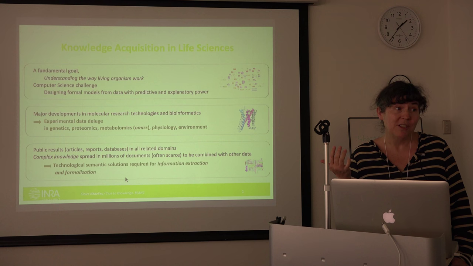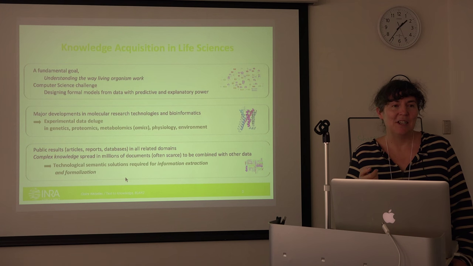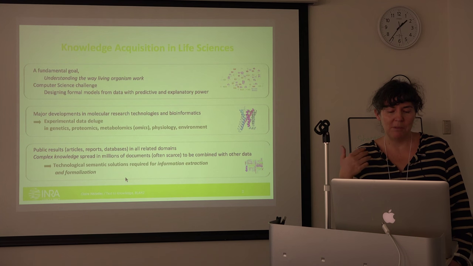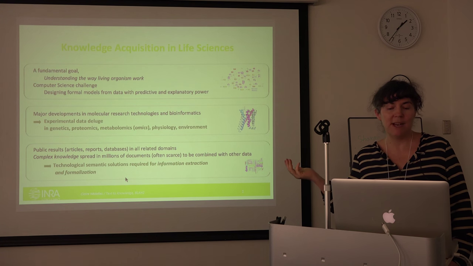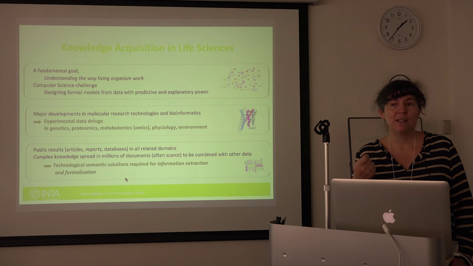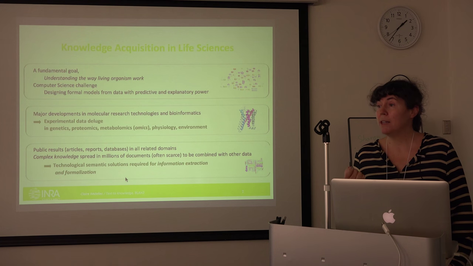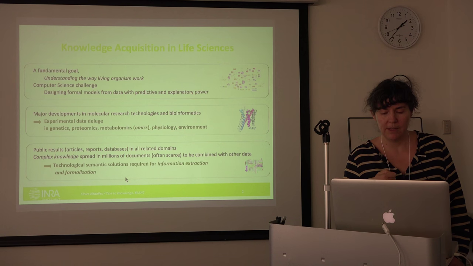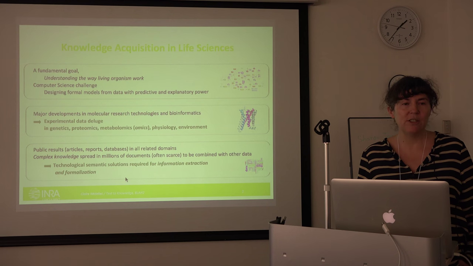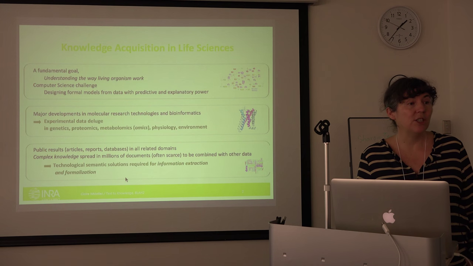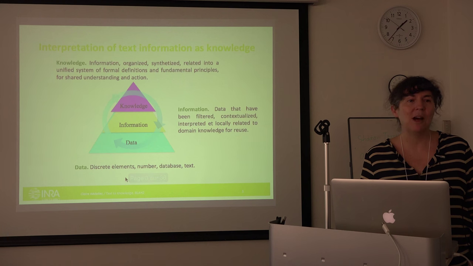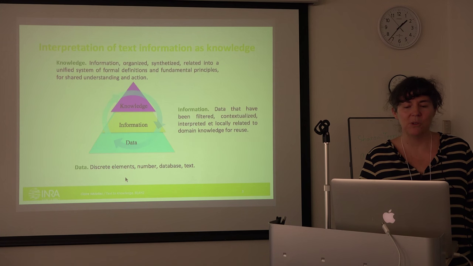And as a consequence, as you know, many public results have been published in all these related domains. And this means that there is a lot of complex knowledge which is spread in millions of documents. And this knowledge has to be combined with the experimental data. And this is the role of information extraction, but to achieve this combination, some formalization is needed. And this is what my talk is about today.